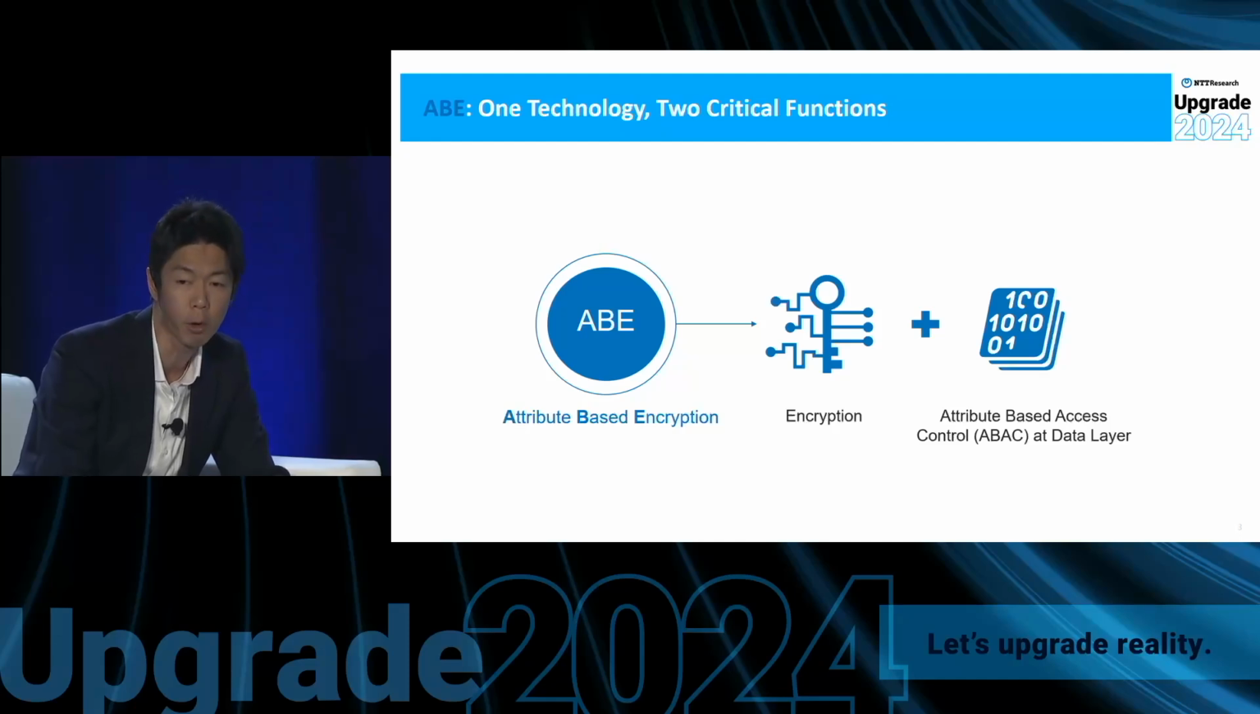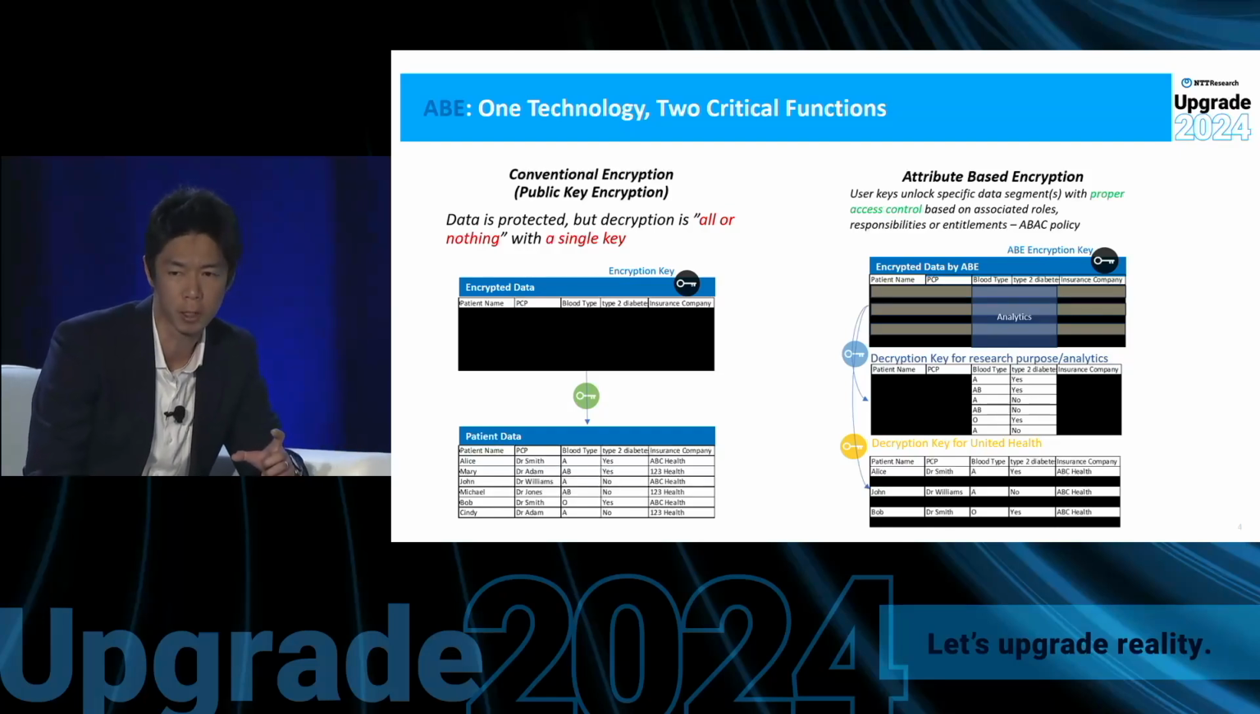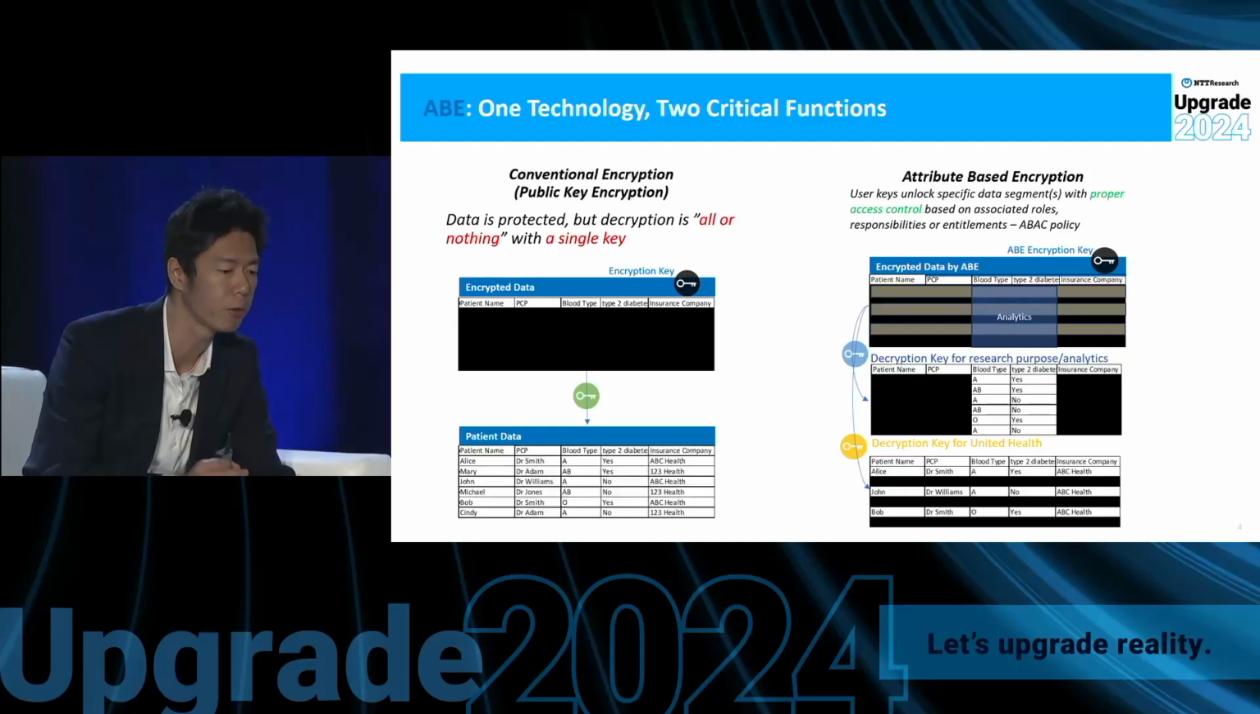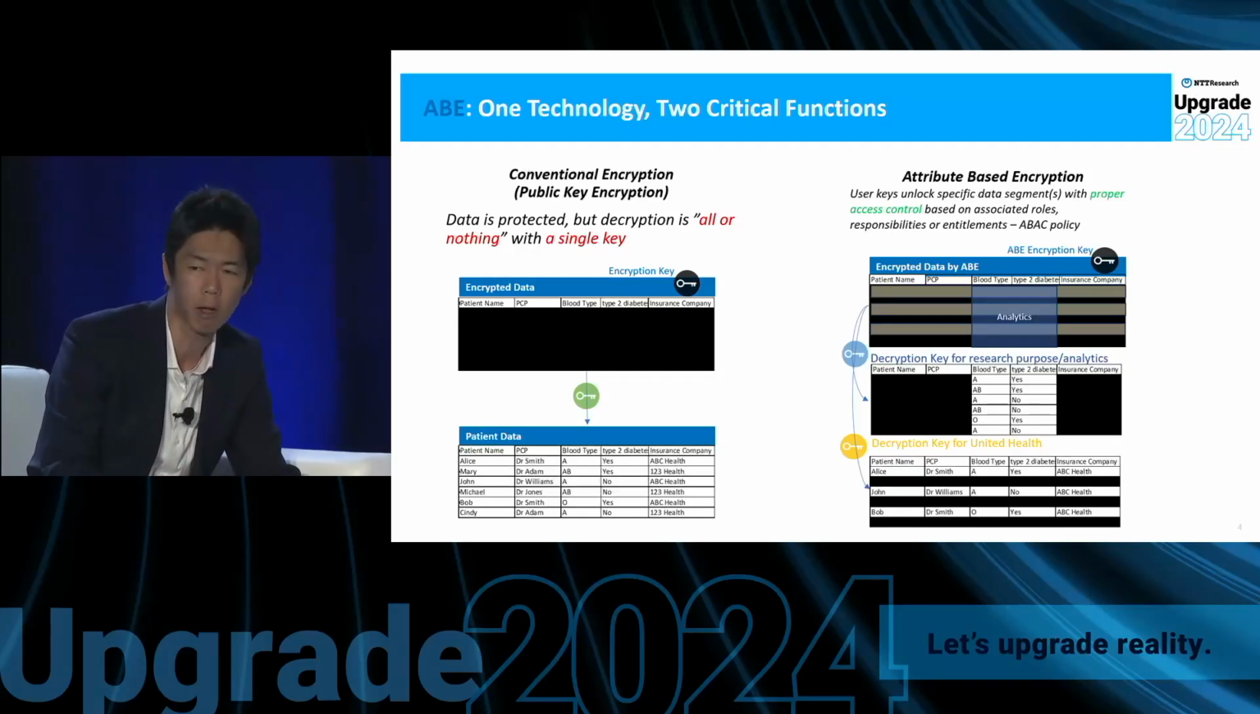So let me explain how it works. This is a comparison between conventional encryption and ABE. Using conventional encryption, we use a key pair for encryption and decryption. So we can encrypt the data with a single encryption key and decrypt it with a decryption key. But this is kind of an all-or-nothing situation. It's not possible to show only a portion of the data. And in addition, if you want to distribute this data to multiple users, you have to encrypt the data for each user. So this is not so efficient.